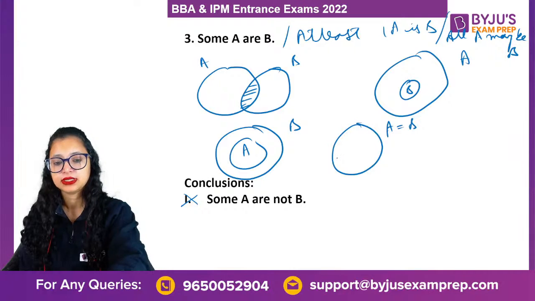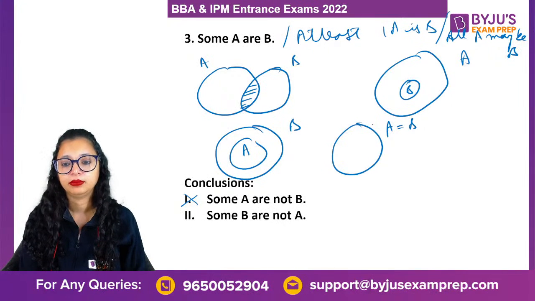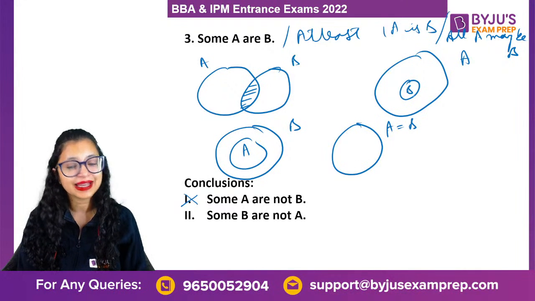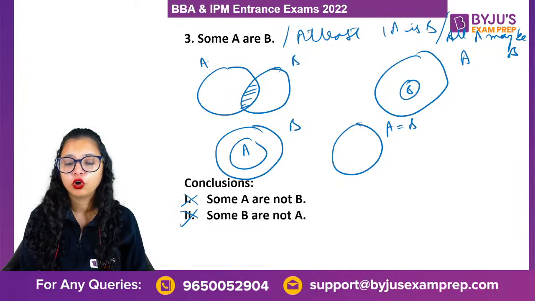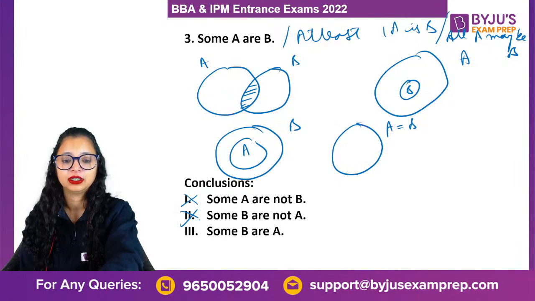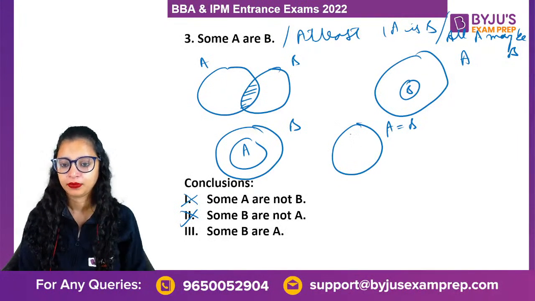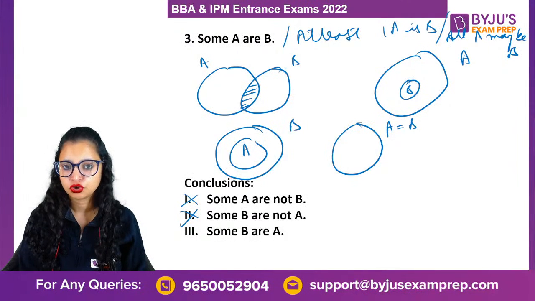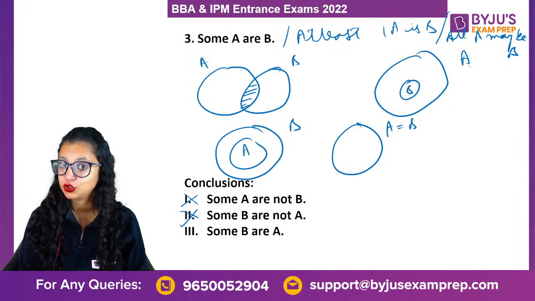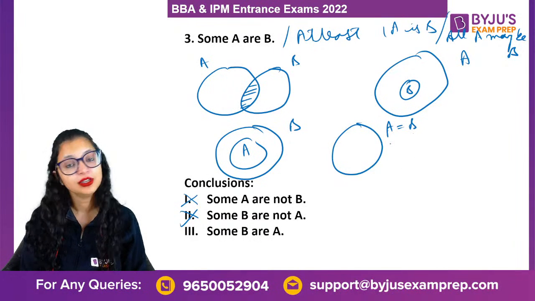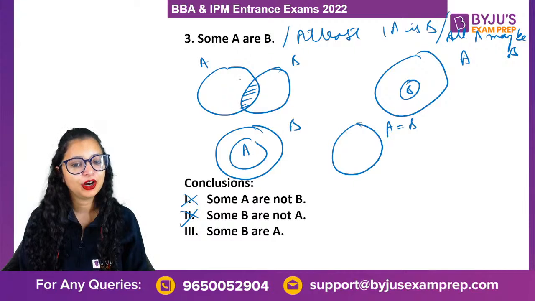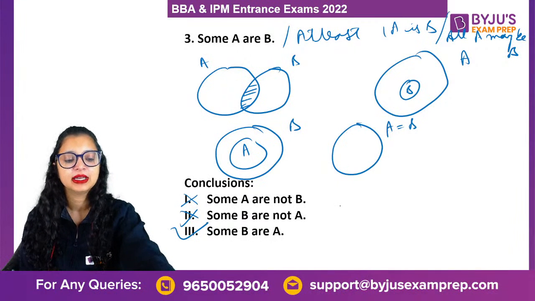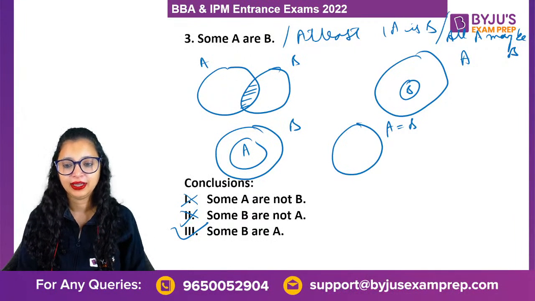Now, second conclusion, some B are not A. In the last diagram, is some B are not A true? In the last, it's not true. In the second, it's not true as well. False conclusion. Third conclusion, some B are A. Some B are A is true here, here, here, and here as well. Some A are B automatically means some B are A.